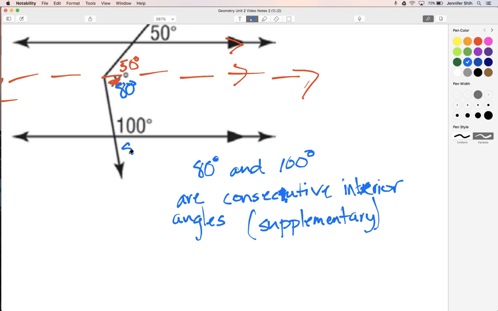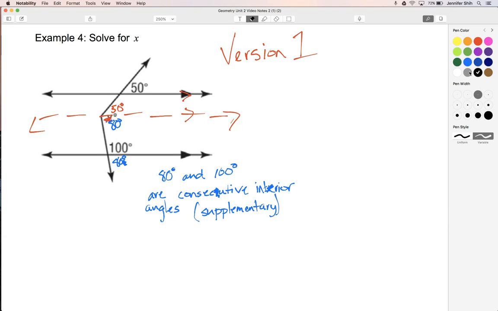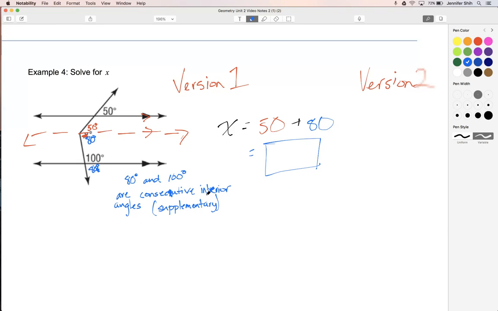Here's another way you can think of it. If this is 100 degrees, this is 80 degrees, and then these 80 degrees are corresponding angles. So what does that mean? Angle X is equal to our 50 degrees plus 80 degrees, and you can figure out the rest. I'm not going to do that. Go for it. Boom.